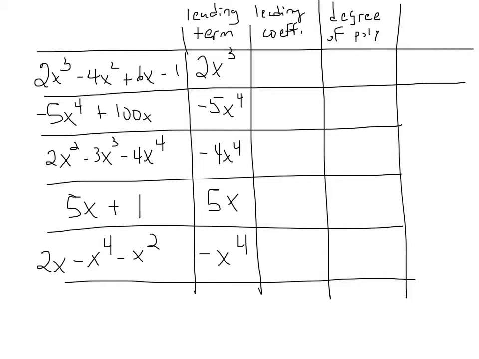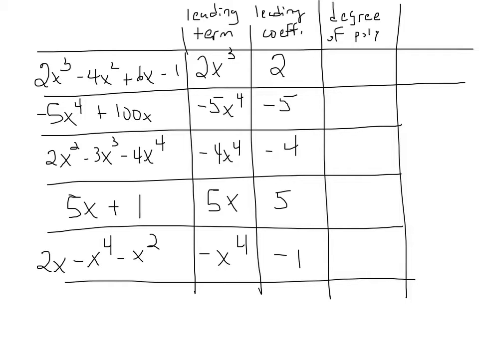Now, if you've identified the leading term, identifying the leading coefficient is easy. It's just going to be the numerical part of what you just wrote down. So the leading coefficient here is 2. Here it's negative 5, negative 4, positive 5, and then negative 1.